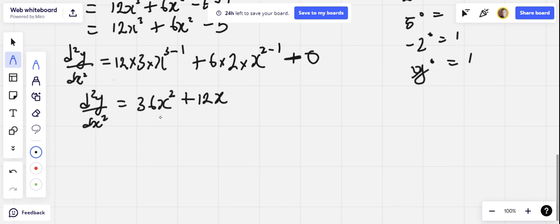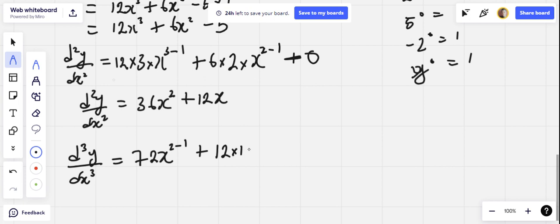If you got it, then kudos. So try the third derivative, differentiate it the third time. d cubed y dx cubed: 2 times 36, that should be 72, 72x raised to the power of 2 minus 1, plus 12. The coefficient of this thing is 1. 12 times 1 times x raised to the power of what? 1 minus 1. So this will be 72x plus 12. So if you got that, that is correct.